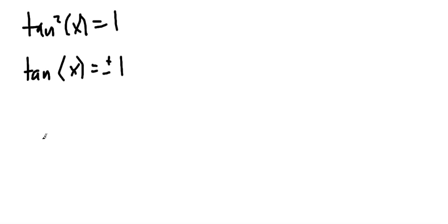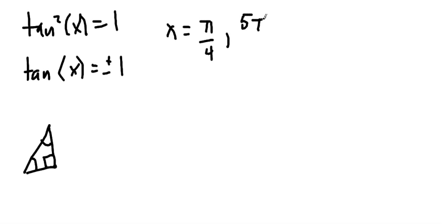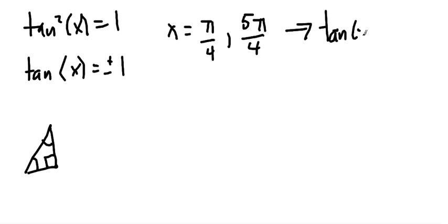Well, I know one place that tangent is equal to 1, which is when I have my isosceles right triangle, and that happens when the angles here are 45 degrees, or pi over 4. So one place is when x is equal to pi over 4. And also, since tangent is periodic with period pi, it also happens at pi over 4 plus pi, which is 5 pi over 4. That's when tangent of x is equal to 1.